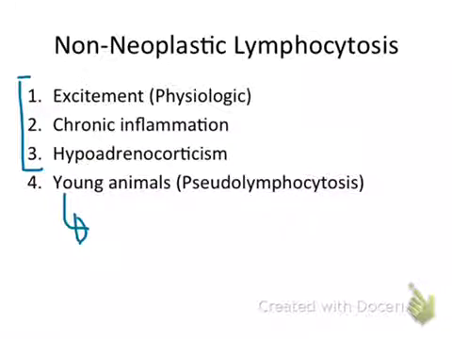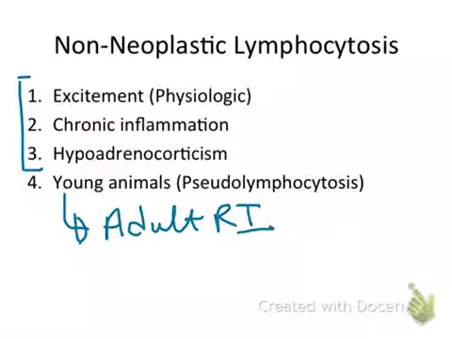And this really isn't a true lymphocytosis. This is just when you're using adult reference ranges or adult reference intervals on young animals. Young animals normally have a higher lymphocyte concentration than adults. So again, inappropriate use of reference intervals for the age of the animal.